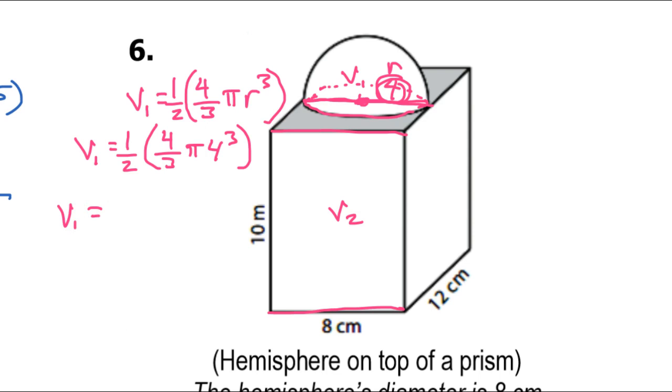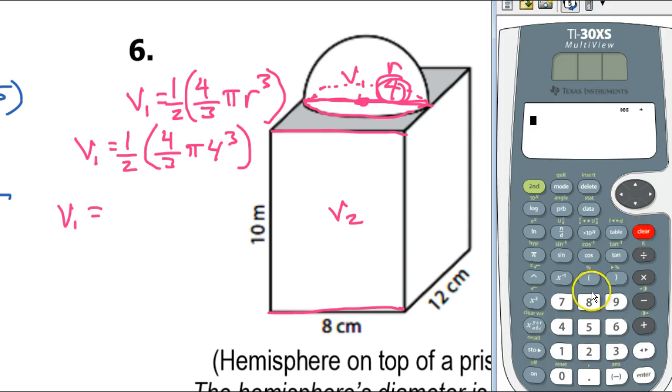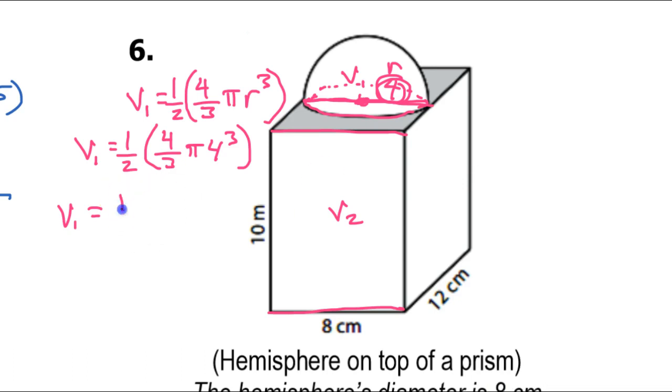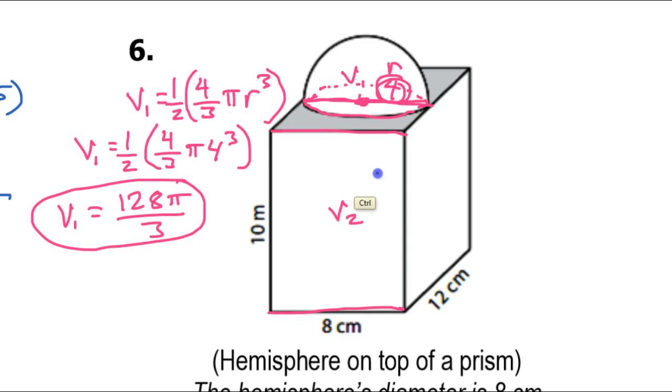So let's calculate what this is. So I'm going to get 1/2 times 4/3 pi 4 cubed. Will we get a decimal? No, we did not. Great. 128 pi over 3. Don't make a decimal if you don't have to. So 128 pi over 3, that is volume 1.